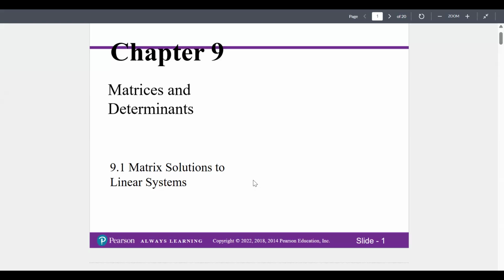But we're moving on into chapter 9. So this is going to be matrices. And then we're going to learn first how to solve a matrix. And then we'll do a little bit more on solving matrices and other things as we go along.